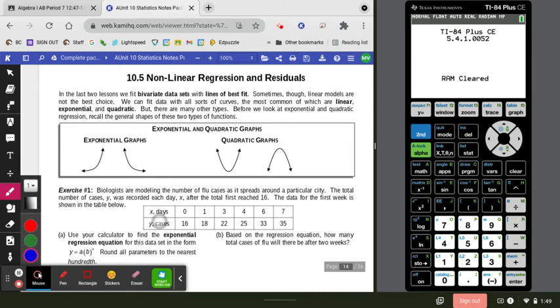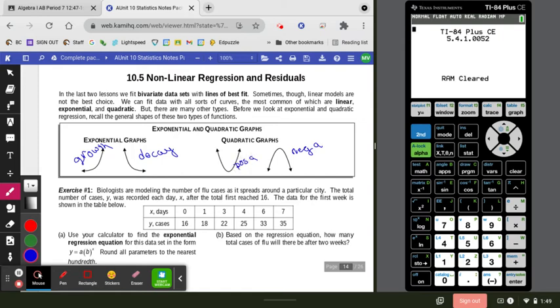Before we look at exponential and quadratic, recall the general shape. So exponential are these two. This is growth, and this is decay. So if it's growing quickly, it's going to look like this one. If it's shrinking, it's going to look like the decay. And then our two parabolas. This has a negative A. This has a positive A.